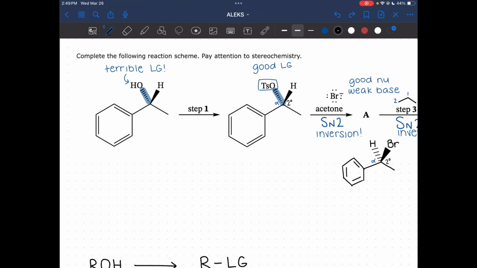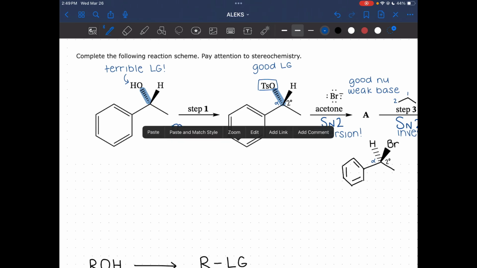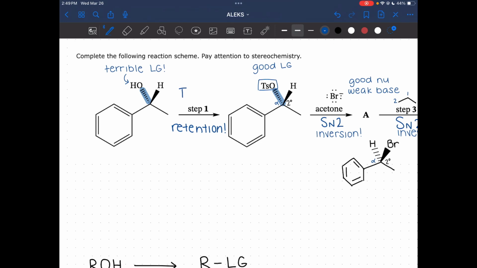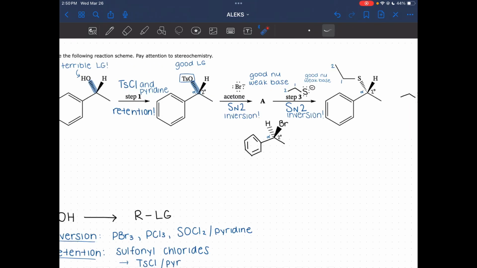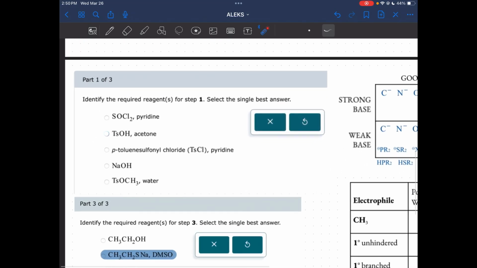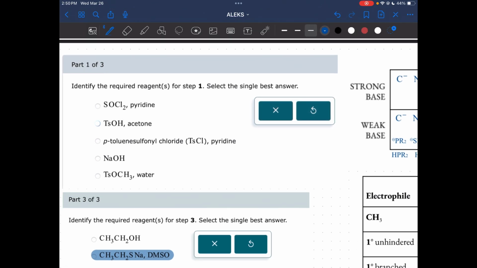Your reagent for this, because we have retention, would be TsCl, tosyl chloride, and pyridine. All these come together to complete the pieces of the puzzle. We identified this was TsCl and pyridine, so that should be somewhere in here. And it is. It is right here.